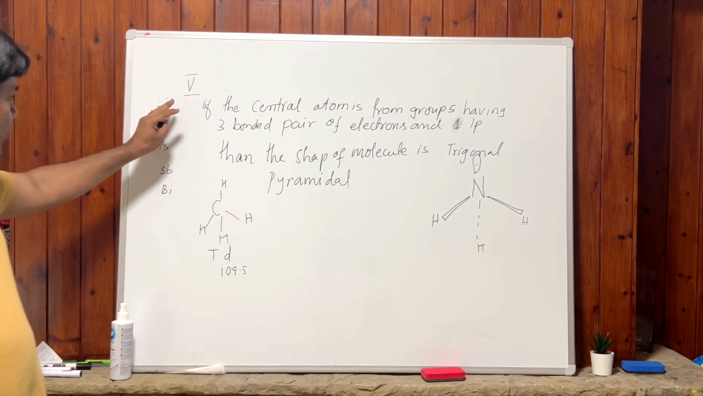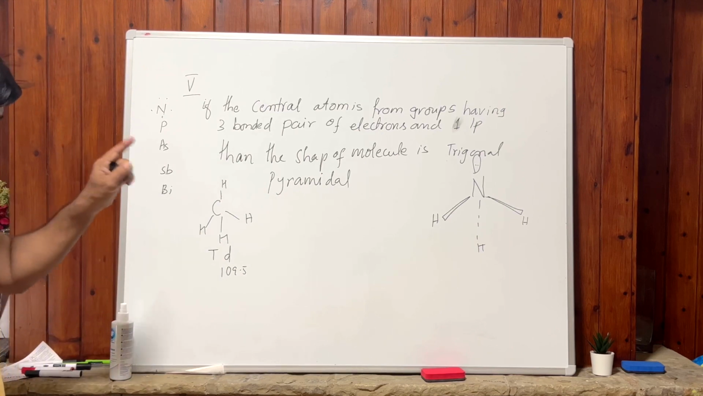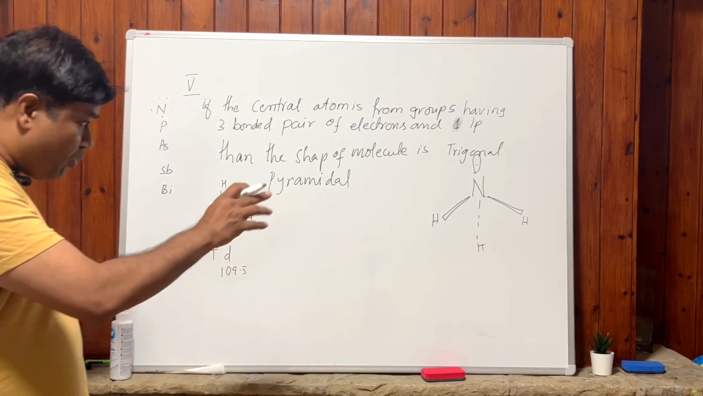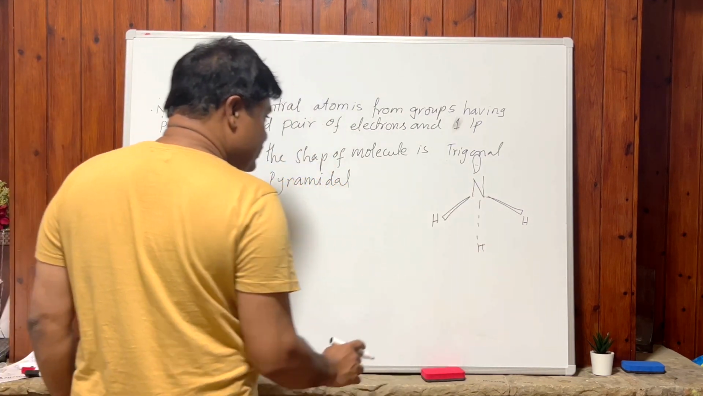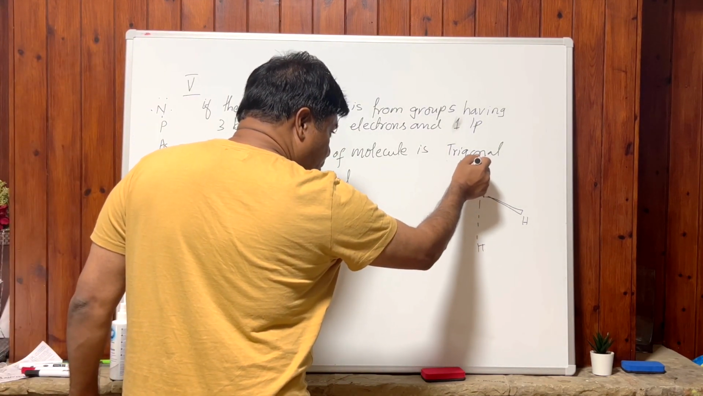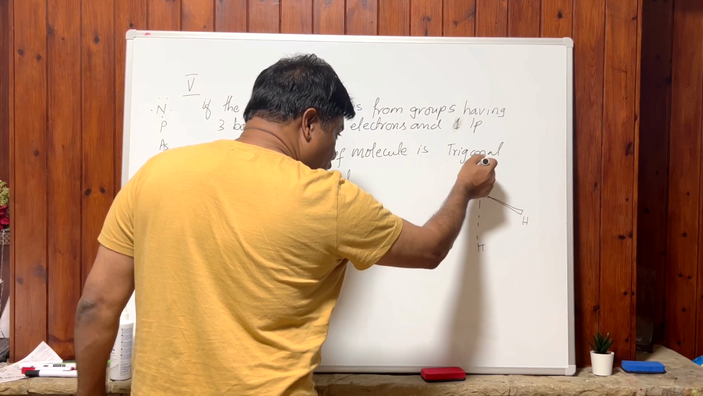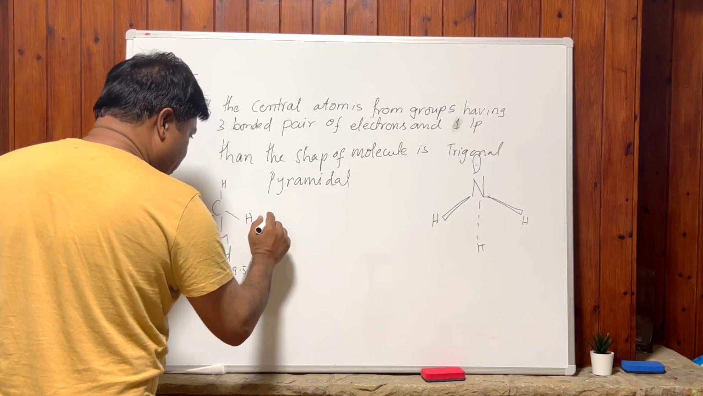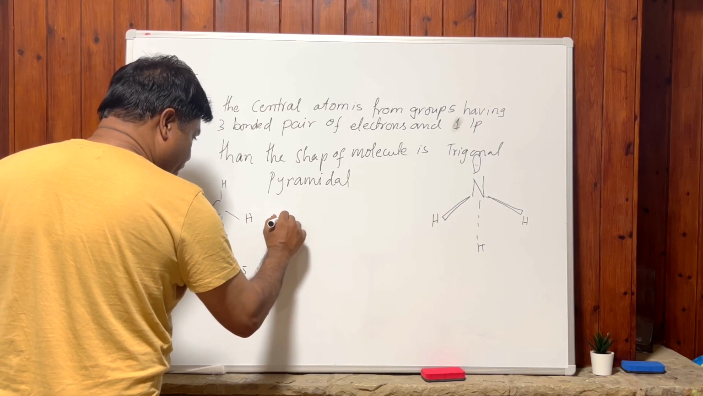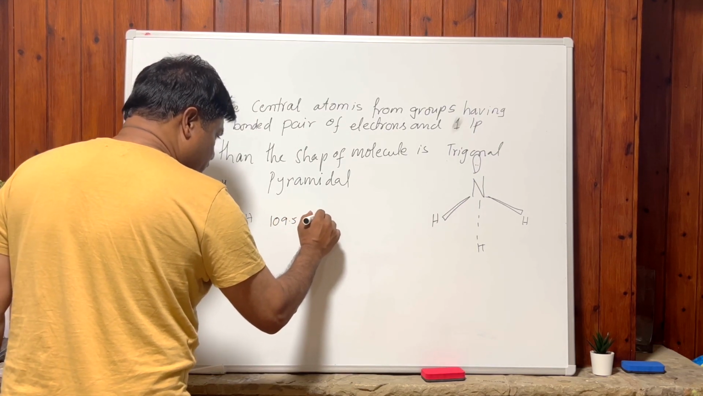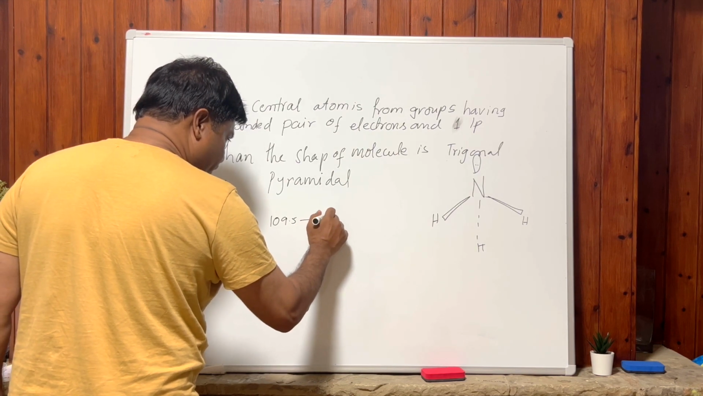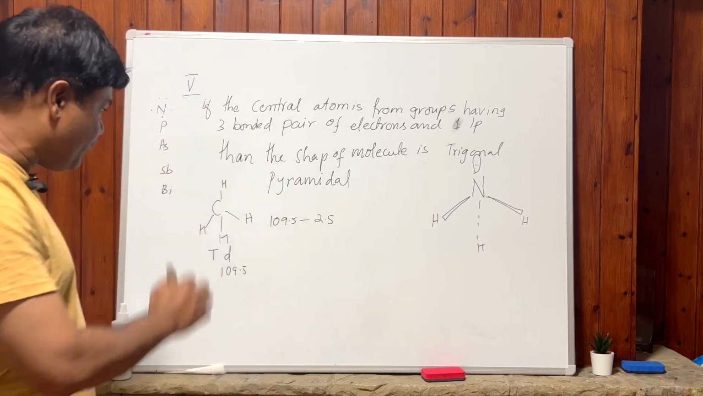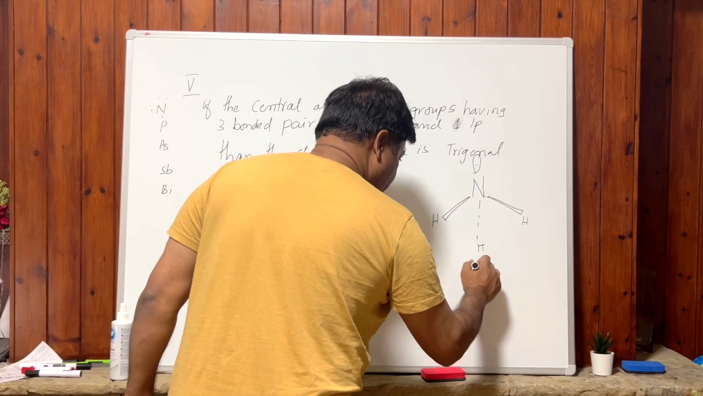When you move from group 4 to group 5, there's the presence of 1 lone pair. Due to the presence of 1 lone pair, the bond angle slightly decreases because of the repulsion between the bonded pairs of electrons and the lone pair. So the presence of 1 lone pair decreases the bond angle from 109.5 by 2.5. So, how much is the bond angle now? 107.